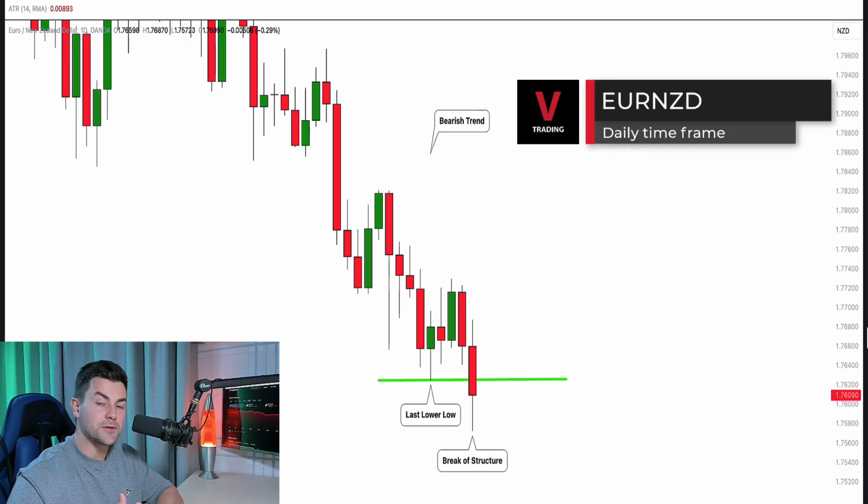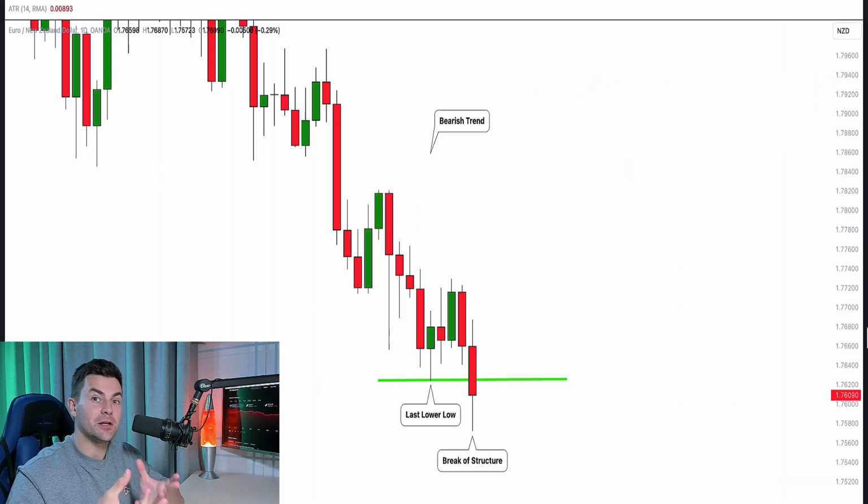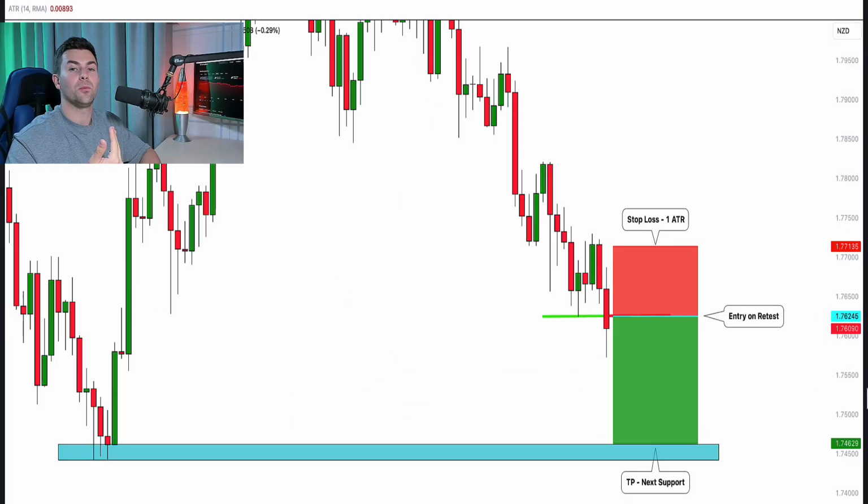Look at the price action on EURNZD pair on a daily time frame. Obviously, the market is bearish. The market is trading in a bearish trend and we see a confirmed bearish break-of-structure. We see a daily candle close below the level of the last lower low. To swing short the market properly, we set the sell limit order on a retest of a broken level of the last lower low. Our take profit is the closest key historical support and the stop loss is 1 ATR.